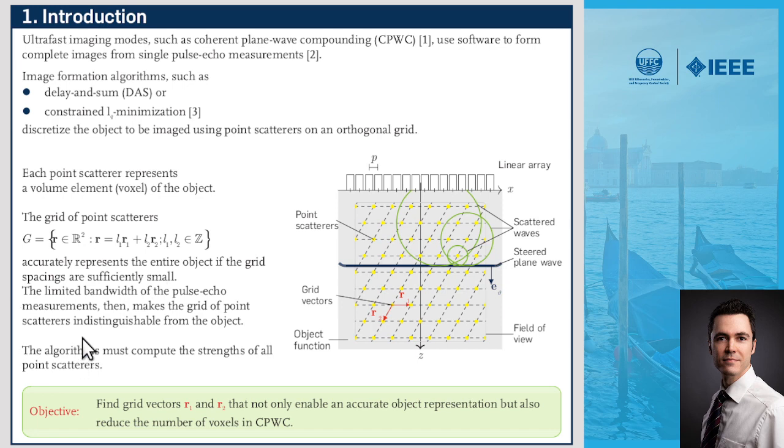The algorithms, however, must compute the strengths of all point scatterers. The number of point scatterers, or equivalently the number of voxels, thus determines the computational costs and the memory consumption. The objective is to find grid vectors R1 and R2 that not only enable an accurate object representation, but also reduce the number of voxels in coherent plane wave compounding.